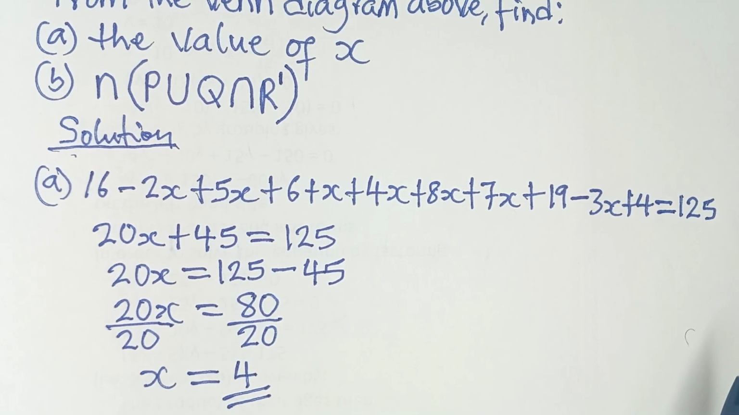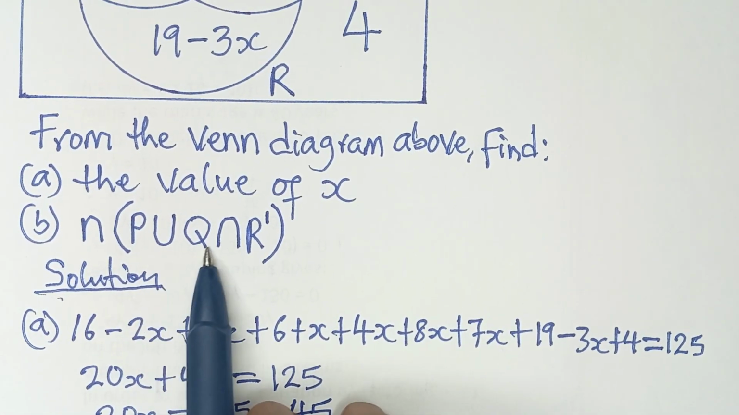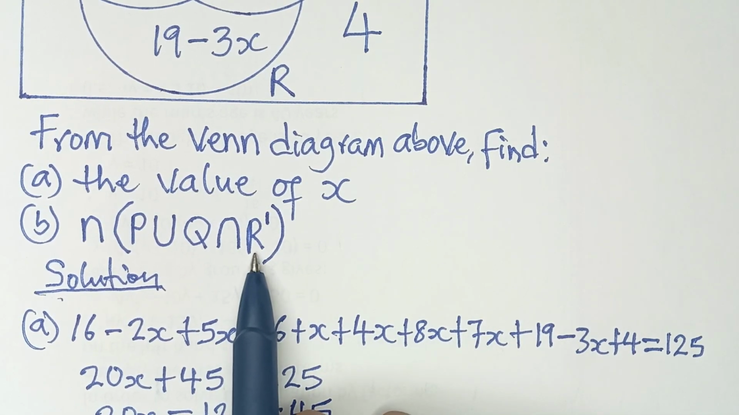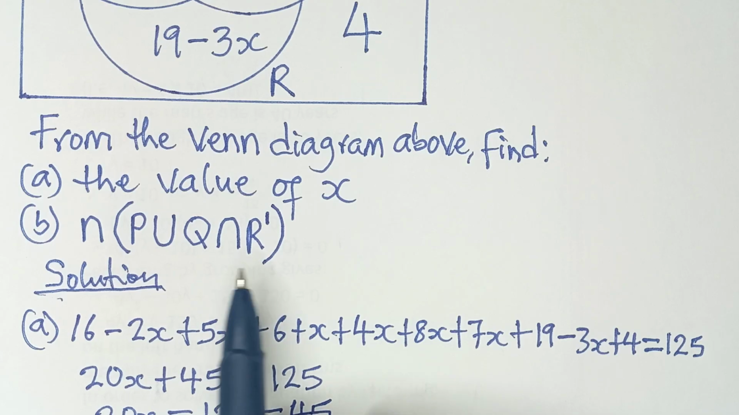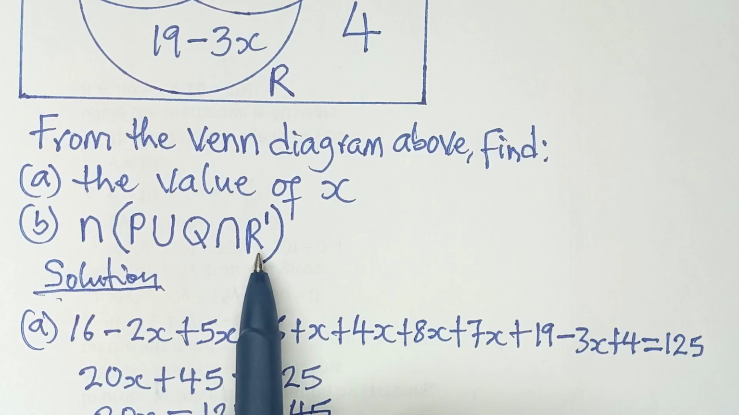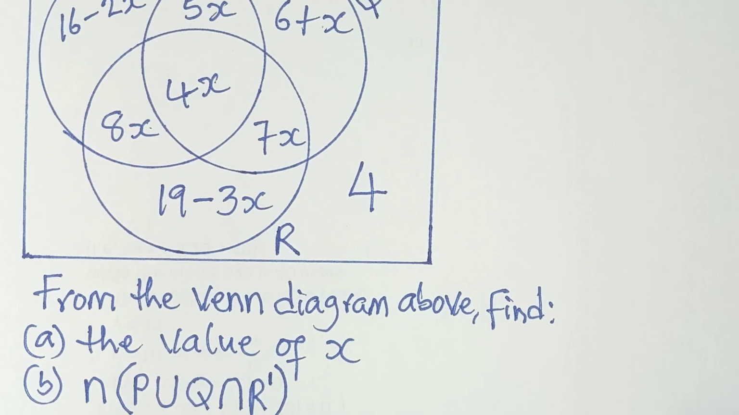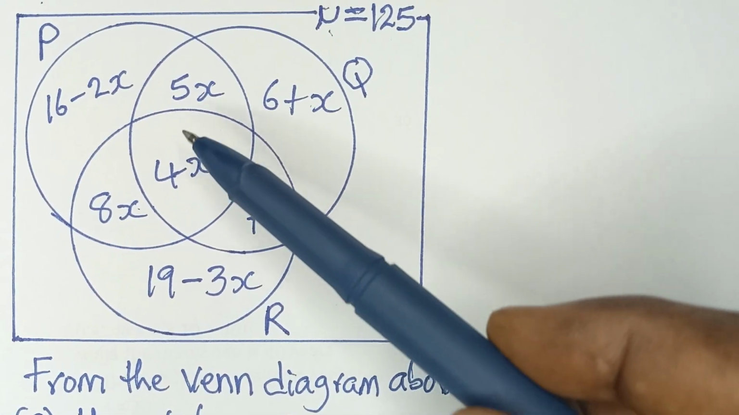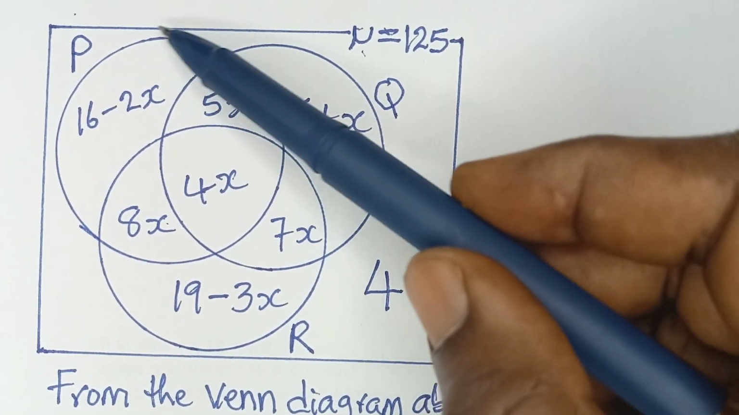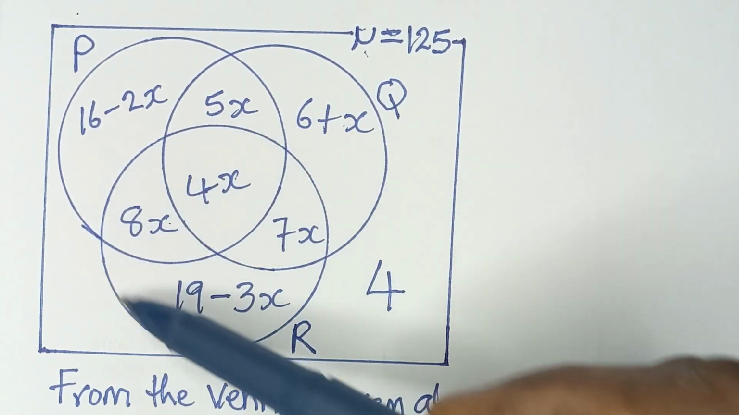Now the second question says that we should find the number of P union Q intersect R complement. This is R prime, which means the complement of R. The complement of R means excluding the part that is R. So we have to exclude the part that is R. That is what it means. So now let's see what we have there. This is the circle for P. This is the circle for Q. And this is the circle for R.